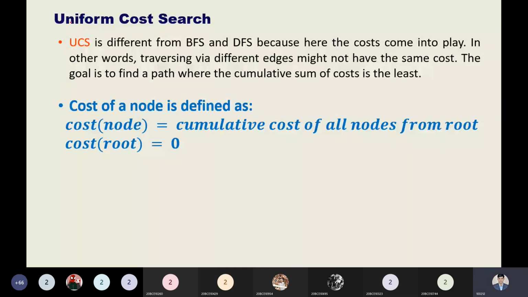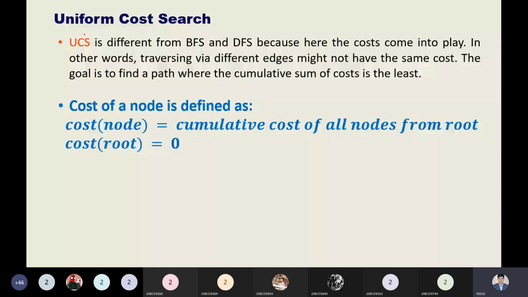In other words, traversing different edges might not have the same cost, and the goal is to find the path where the cumulative sum of the cost is the least. So for the cost of a node, we use the cumulative cost of all the nodes from the root, and the root cost will definitely be zero because this is our initial point. Keep this in mind to understand the concept: the cost of a node is the cumulative cost of all the nodes from the root. What is the path we have taken from the root to the goal node? So we have to keep the cumulative cost in mind. Let us understand this with the help of an example.